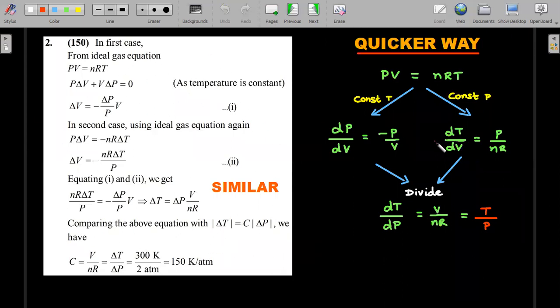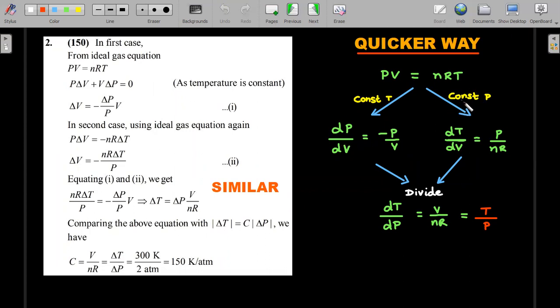I won't say the right hand side whatever I have written is a better solution or anything, but the symbolic way in which I wrote, I think it would be faster. So when you have PV equal to nRT, then under constant temperature dP by dV should be minus P by V. You'll write PdV plus VdP is equal to 0 and rearrange.